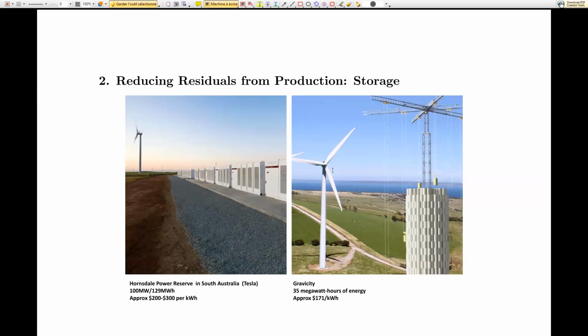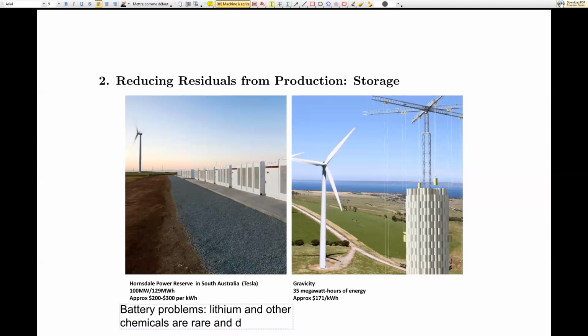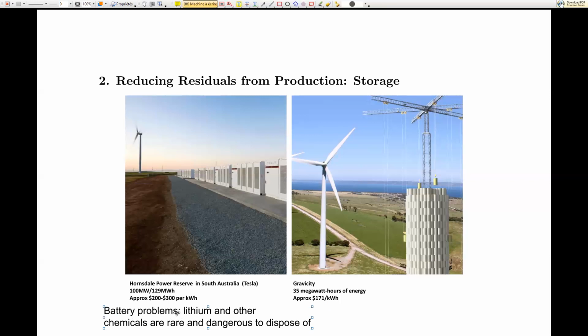Disposing of them is interesting. Yeah, but batteries have problems too. Lithium and other materials are rare, so we might run out quite soon, and they are dangerous to dispose of. So that's the big challenge with batteries.